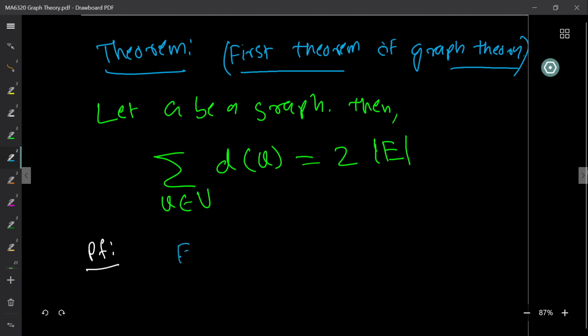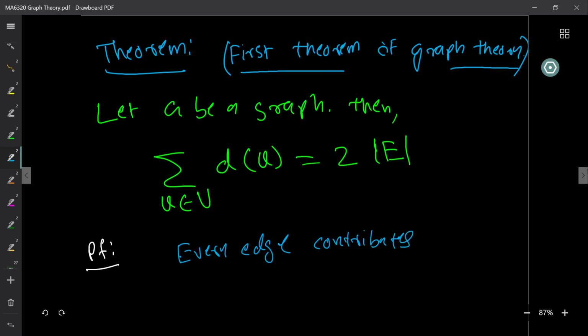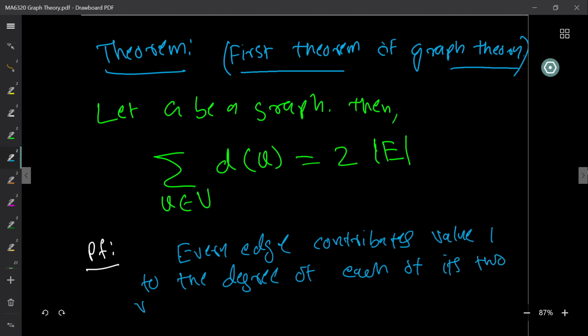So the proof is that every edge contributes value 1 to the degree of each of its two vertices. And this completes it, right?